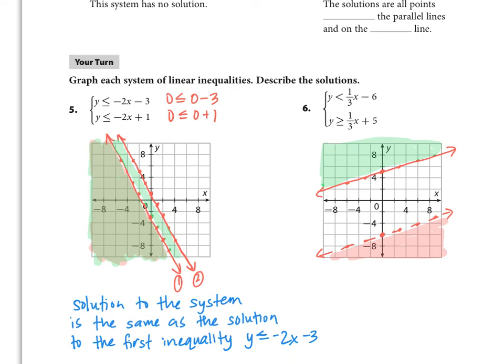Testing 0, 0, 0 is greater than 0 plus 5, is also false. So I'm going to shade on the other side of 0, 0. So this means that there's no solution. Since they are parallel and don't intersect, their areas of shading, the solutions for each one, are never going to intersect. And so they'll never have the same solution, the red area and the green area. So there's no solution to the whole system for this particular one.